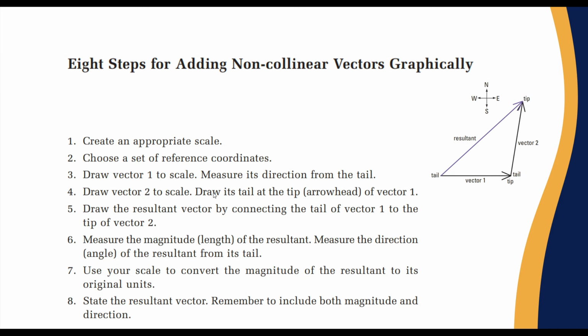Then you draw vector 2 to scale, and its tail will be on the tip of the first vector, as you see here. Then you draw the resultant vector, which connects the first tail with the last tip, and you measure the magnitude, or the length in this case, of the resultant. Then you measure the direction, in this case the angle of the resultant from its tail. Then you use your scale to convert the magnitude of the resultant to its original units, and you state the resultant vector. Remember to include both the magnitude of the resultant and the direction, or the angle in this case. Let's learn how to do that with an example.